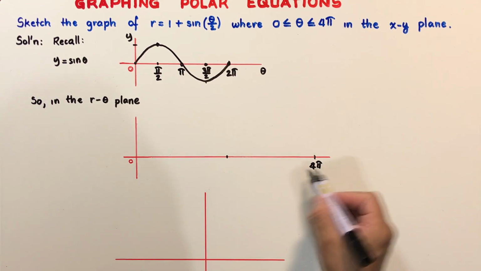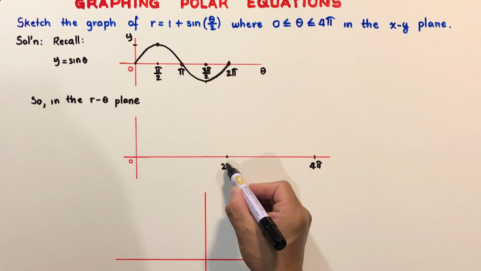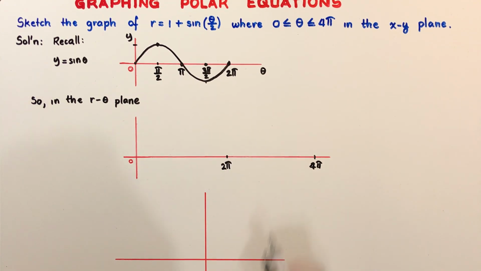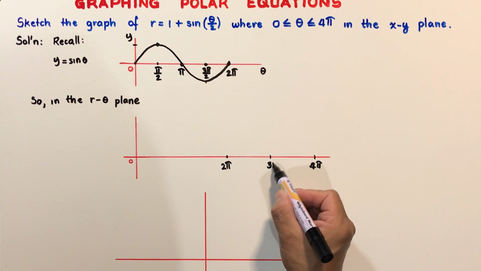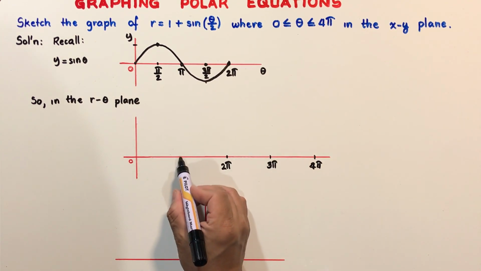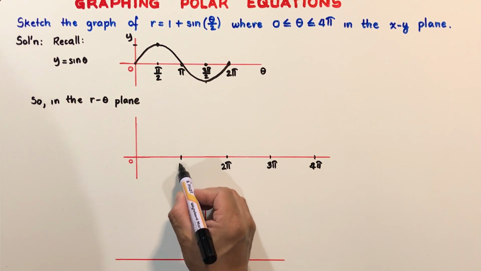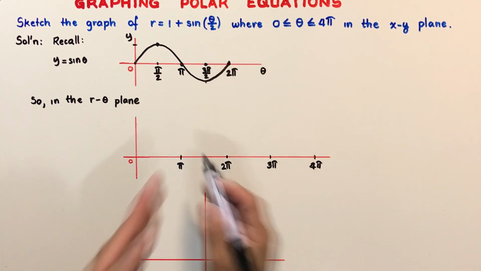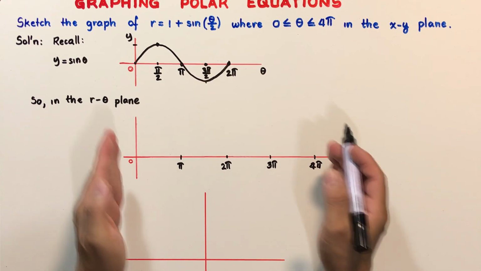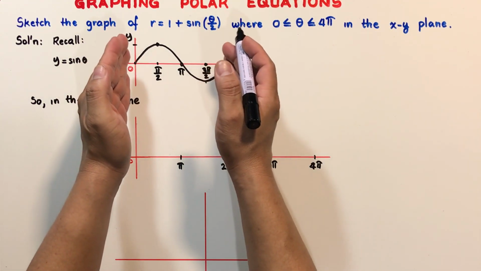So if this is 4 pi, this must be 2 pi here. So in between, we have here 3 pi. And of course, in between 0 and 2 pi is pi. So the graph of sine theta over 2 is being stretched to twice of the period of this graph.